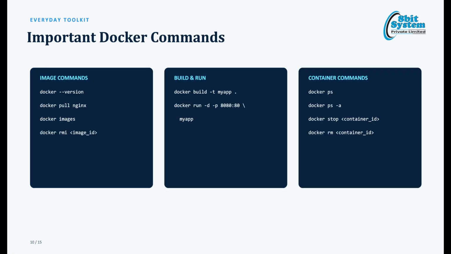Now these are some important Docker commands you need to remember. Here are some commands you will use all the time to download and view images. You will use docker pull and docker images, then docker build and docker run to build and start containers. And to check, stop or remove containers, you will use docker ps, docker stop, and docker rm. You don't need to memorize all of these right now, but you will get very comfortable with them over time as you use Docker every day.